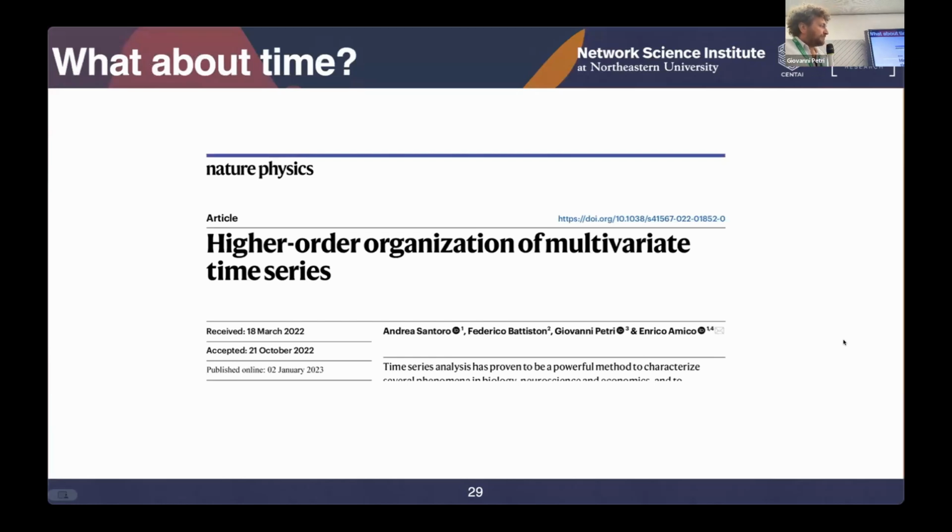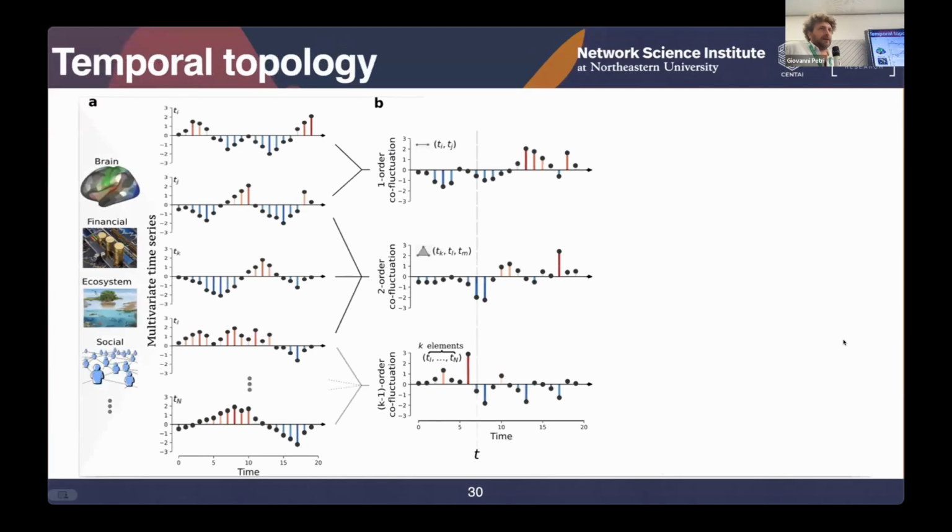And in which we cheated a little bit. So we basically generalized a proposal by Rick Betzel and others to construct time series for edges, triangles, and so on. So you have two time series, you basically normalize them properly and you multiply them together. So you look at the co-fluctuation time series. And then the same thing you do for three and so on and on and on.